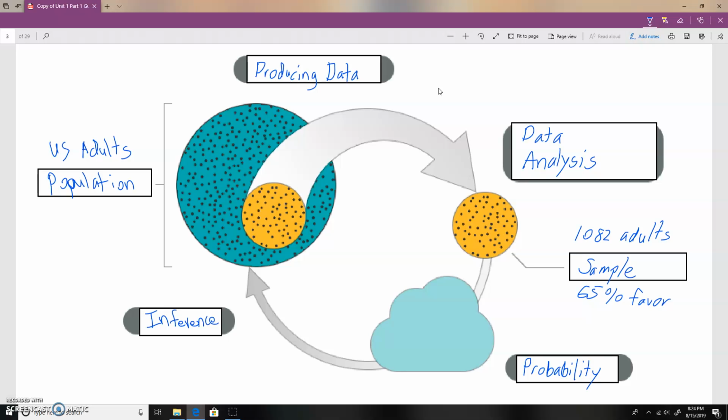Now we're going to use probability on this. I'm not going to explain the mathematics behind it at this point; just understand that there's some mathematics that goes on here. When we do that and use this process of inference, we find that we can say that we are 95% confident that 62 to 68% of the adults in the U.S. favor the death penalty.